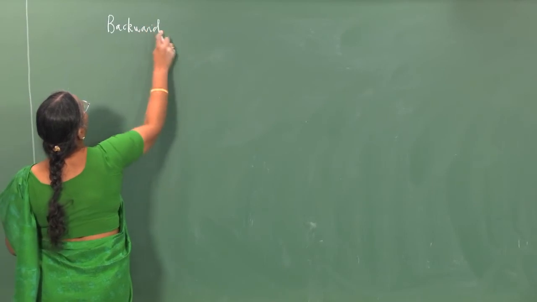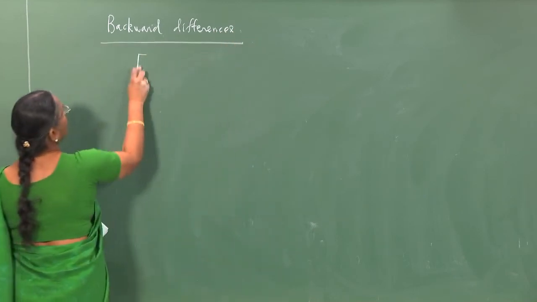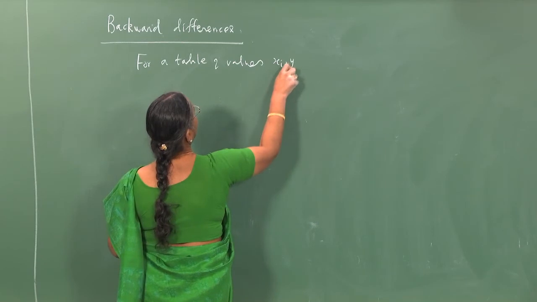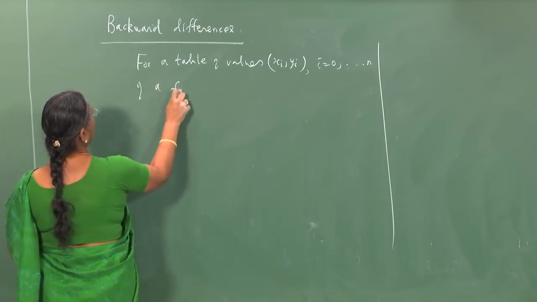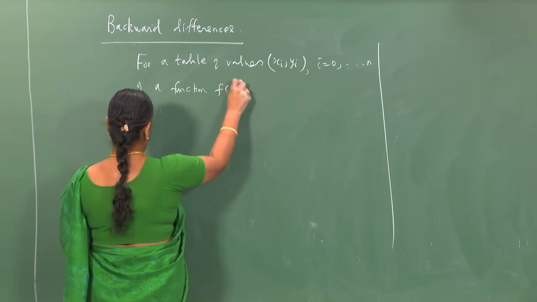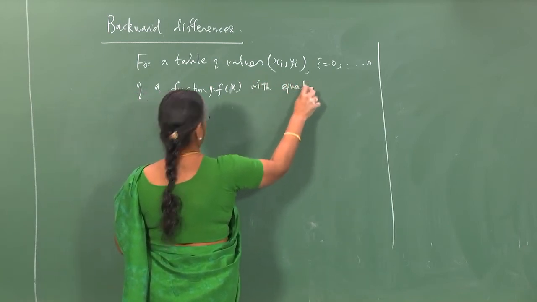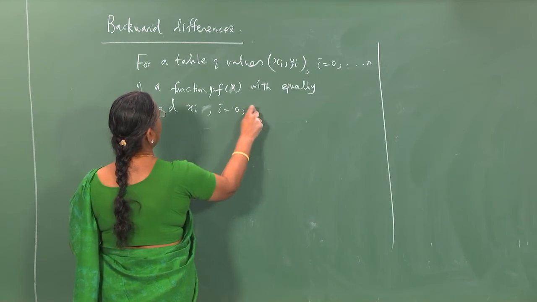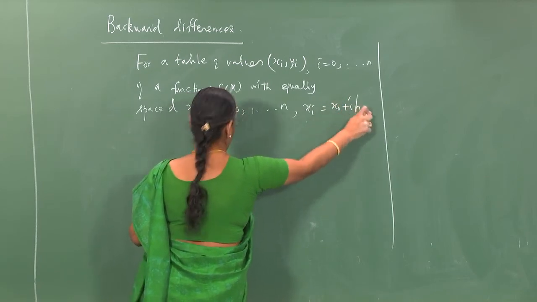So, we introduce backward differences. So, here again for a table of values xi, yi given for i is equal to 0, 1, 2, 3 up to n of a function y equal to f of x with equally spaced xi for i is equal to 0, 1, 2, 3 up to n. So, that xi is x naught plus i h.